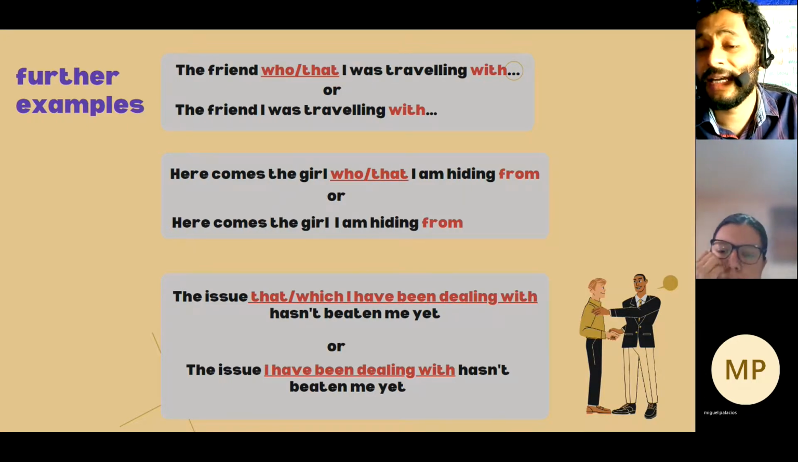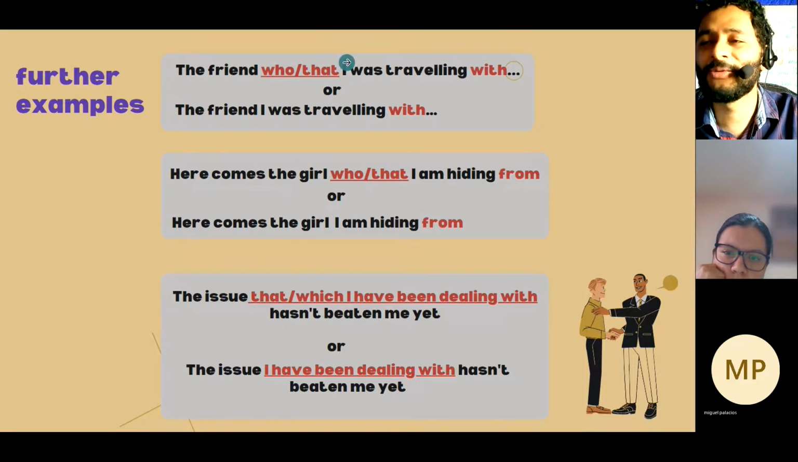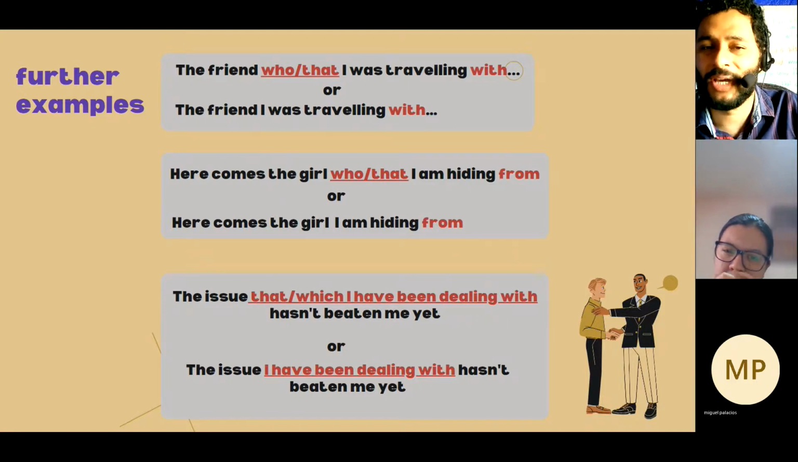Y ahora, la regla entonces dice que cuando lo que sigue después del who o del that es un activo, bueno, por activo me refiero a sujeto. Cuando es un sujeto, lo puedes omitir. Y puedes decir esto, mira, the friend I was traveling with. The friend I was traveling with. Aquí sí puedes omitir el that o el who, porque lo que sigue es un sujeto. Es muy importante.